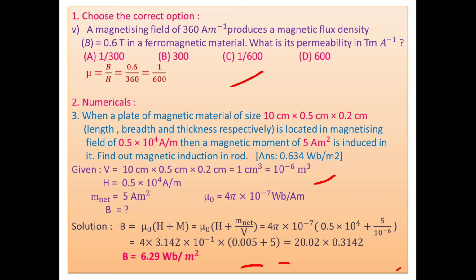The book answer is 0.634, and here this answer works out to 6.29. I think something is wrong in the book answer. Forget about it. 6.29 is the correct answer. Some wrong answers are given in your book. This is one of the examples.